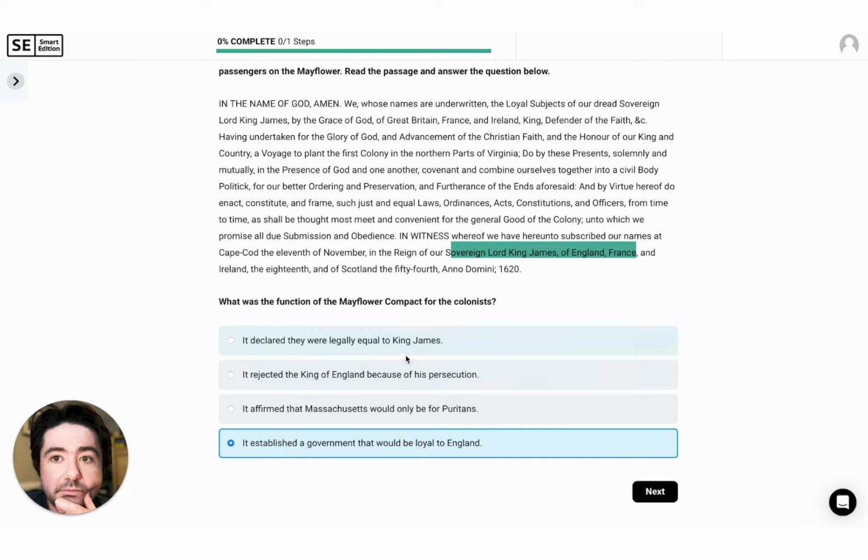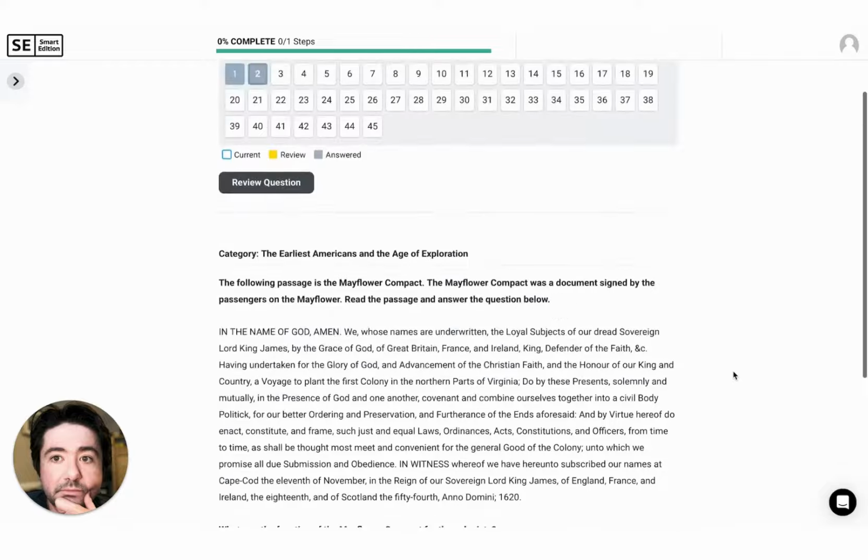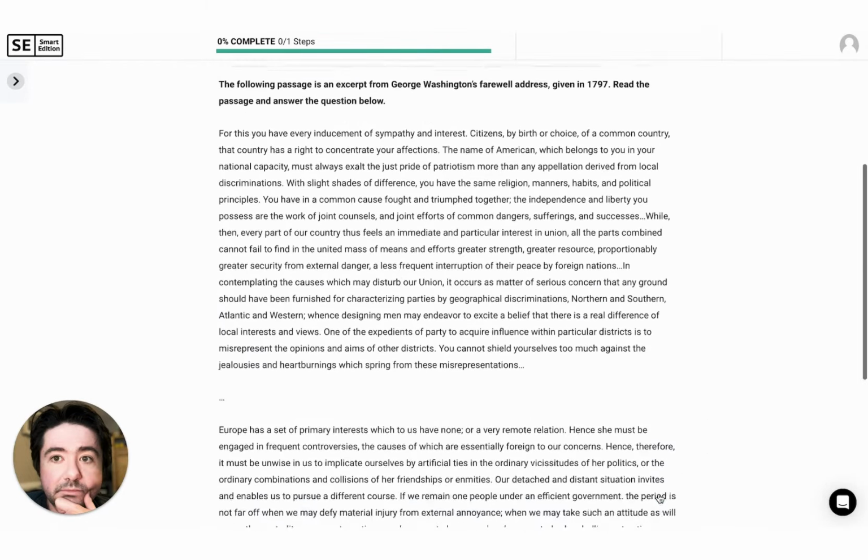Now, as far as A and B are concerned, these colonists obviously do not think they are equal to the king. They're not royalty. And rejecting the king because of persecution, that's not going to happen until the American Revolutionary War. That's 150 plus years away. So definitely in 1620, they're going to be loyal to England 100%. Okay, question 3 coming up.